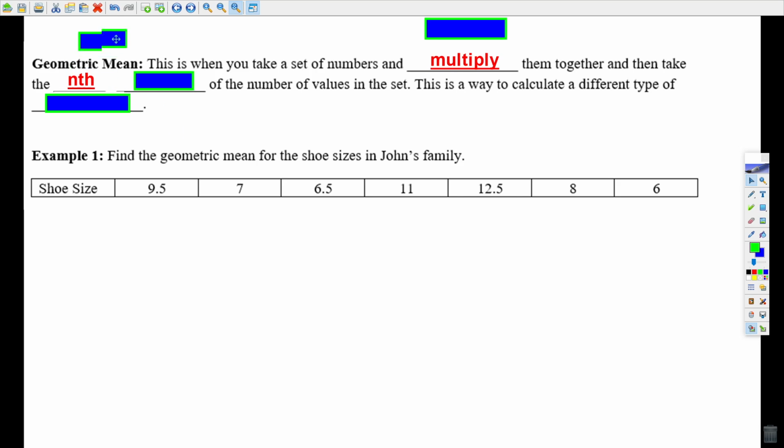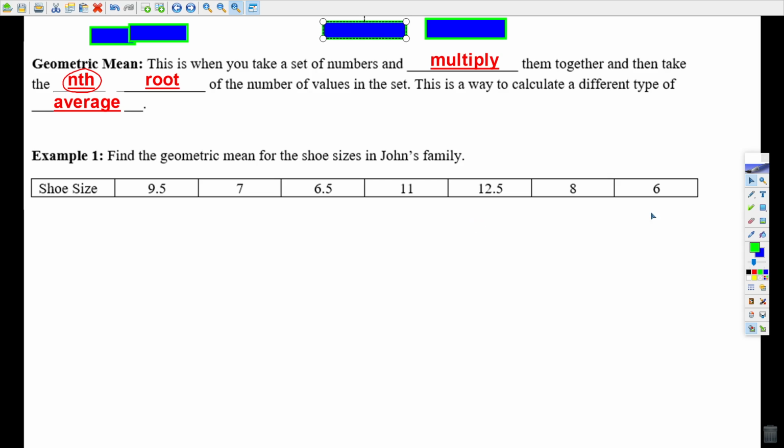And then you take the nth root for the number of values in the set. So this root will depend on how many numbers there are. If there are 15 numbers, you take the 15th root. This is just a different way to calculate average. This is used a little bit more in things like investments, where you have a lot of growth, like your money is growing. They usually use this kind of average called the geometric mean. But we're going to do just a simple example, something easy to do on a test.